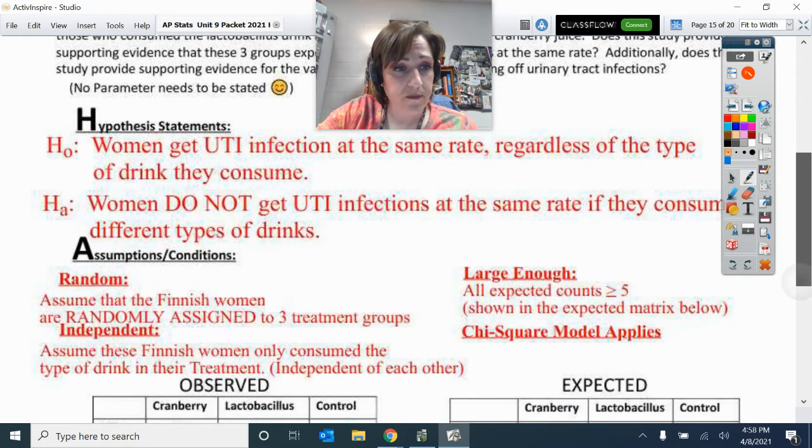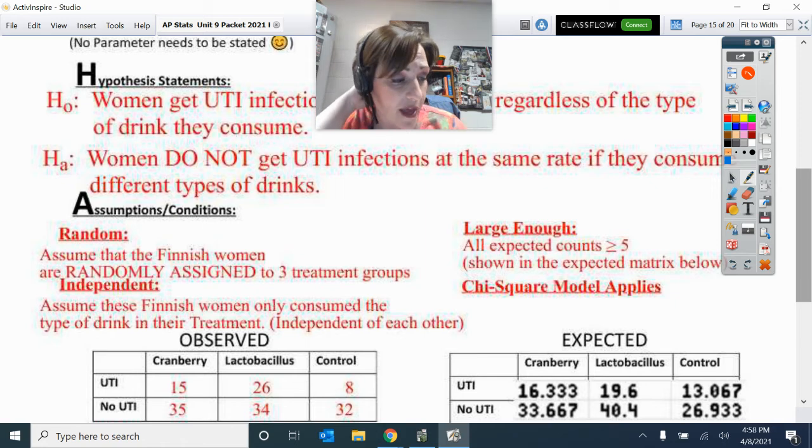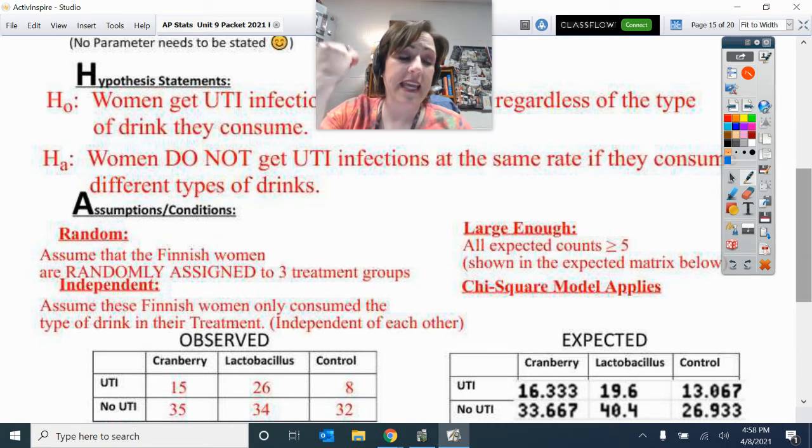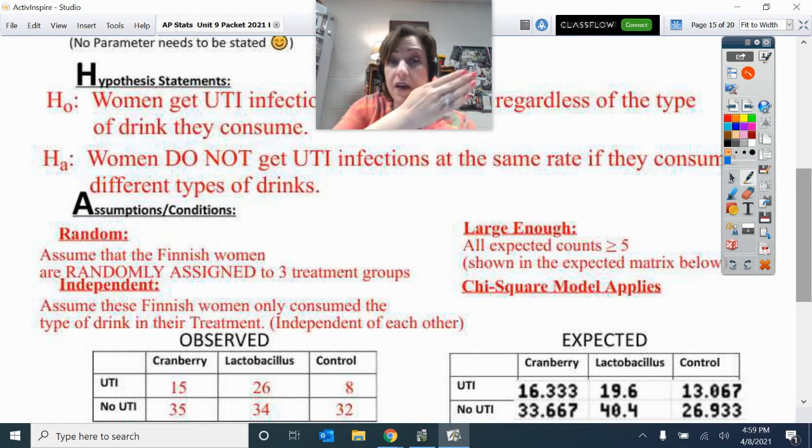So, conditions. It's assumed that these Finnish women are randomly assigned to the 3 treatment groups. Then on independence, I'm assuming that these Finnish women only consumed that type of treatment. So in other words, the women in each of these treatment groups are independent of the other women in the other treatment groups. So nobody was in more than one group.